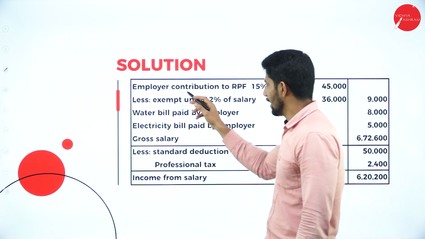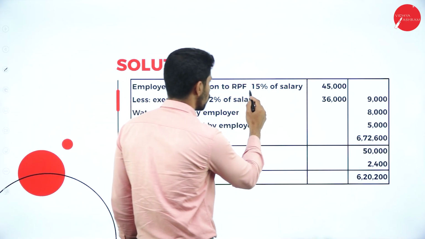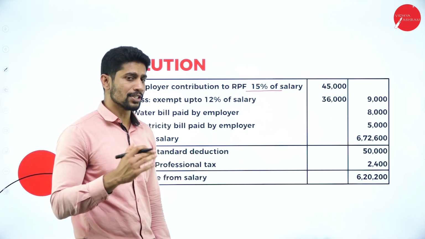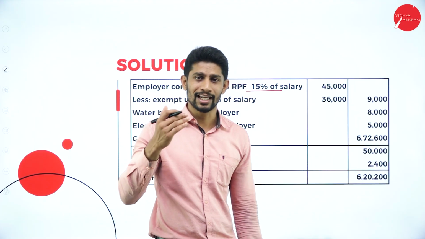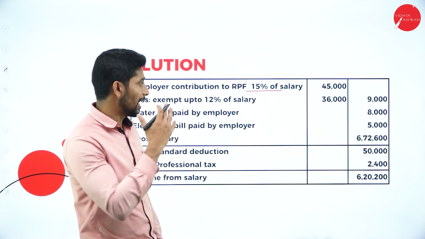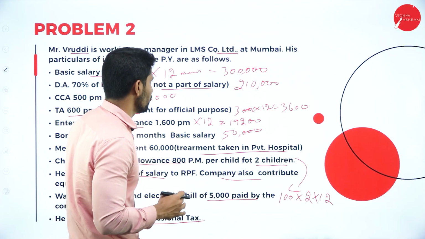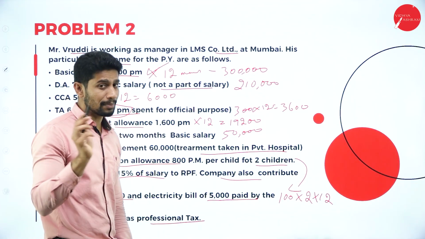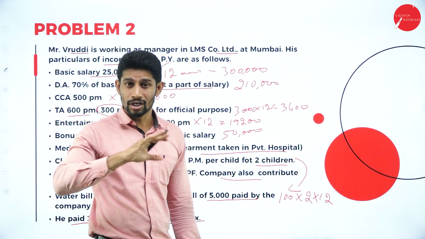And moving further, employer contribution to RPF at 15% of salary. So here, what does salary mean? Again, what we discussed in the previous session about HRA salary. The same salary will be considered to compute 15% of the RPF. Salary means basic, DA, commission. In this problem, basic salary is given, DA is given, but it is not part of salary, and commission is not given at all. So we are not taking DA because it is not part of salary.